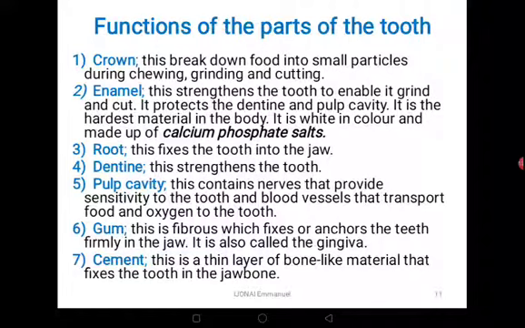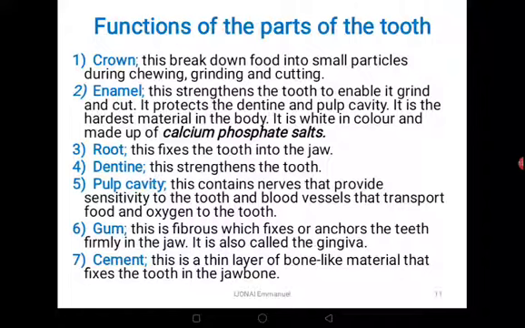So let's look at those parts and we see the functions of each of them. The crown, which we said is a general name to mean the part of the tooth that we see outside. This one usually is used for breaking food into small particles during the chewing or grinding or cutting.